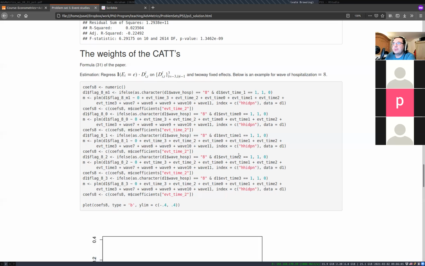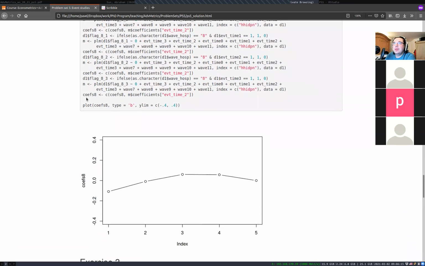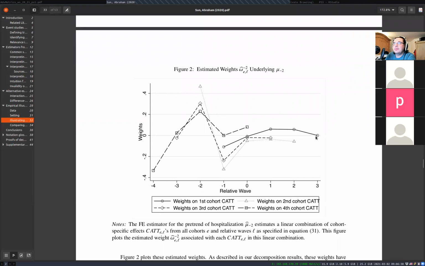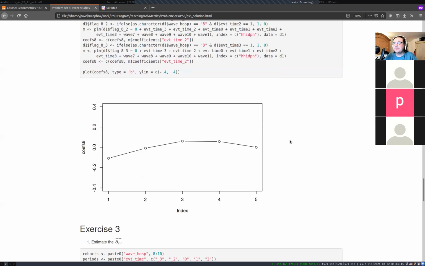And basically, we do this for all the relative time periods interacted with the cohort dummy. And then we have 5 coefficients, and we can plot them as in the paper, but we now have done it for one cohort. And it looks exactly the same as this graph for the first cohort in the paper. And so we see that the coefficients for the relative period -1 and 0 are negative, or the weights are negative. The next two are positive, and then the last one is approximately 0, just as we have here. Though it's not that clear without the line, but basically, yeah, this is approximately 0. These two are negative, and these two are positive.